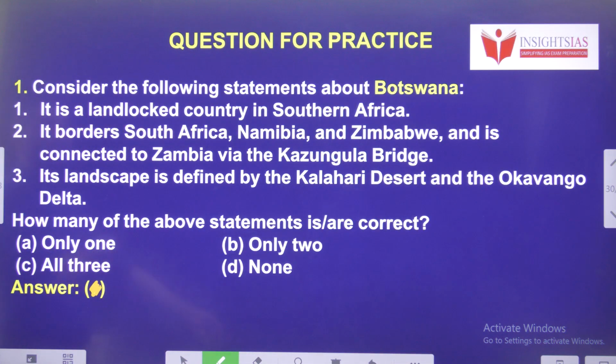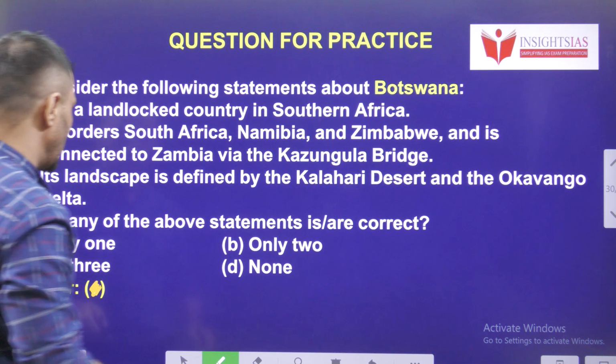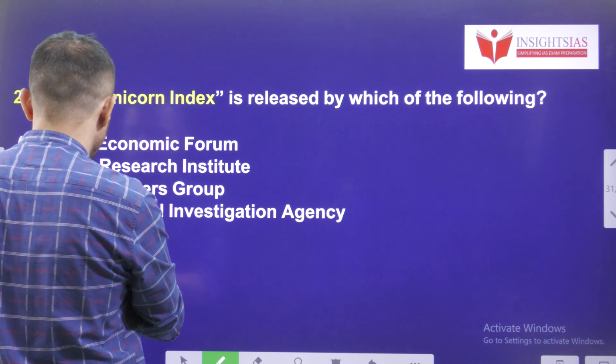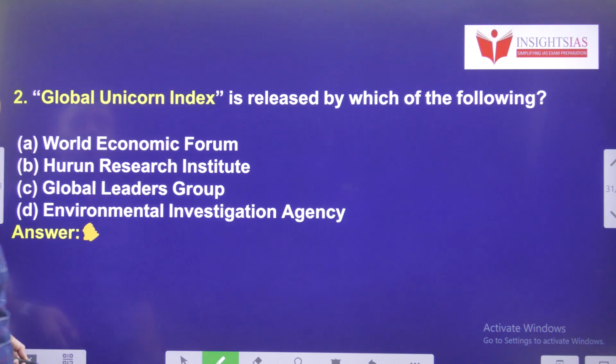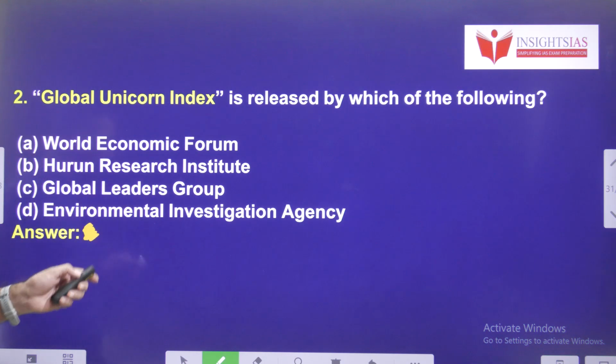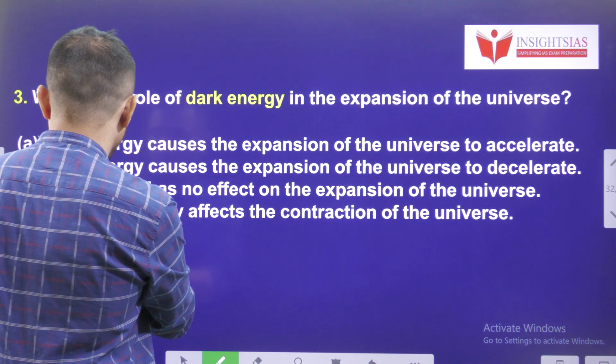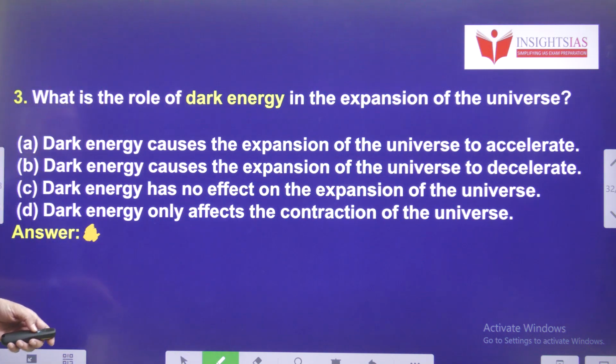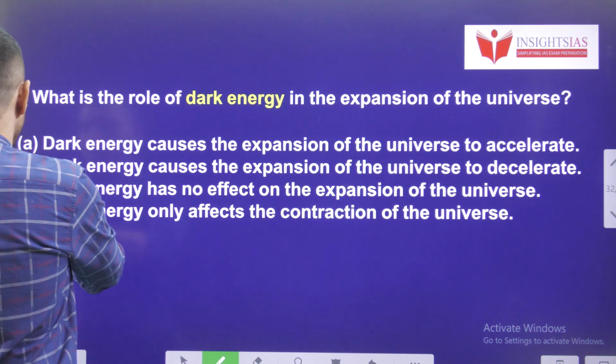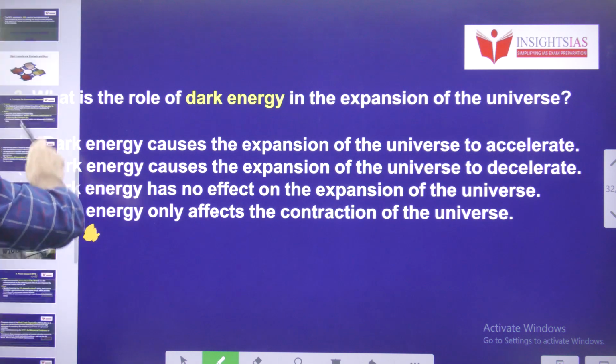Consider the following statements about Botswana. Read the three statements and pick the right one regarding Botswana. Next, question number 2 is about the Global Unicorn Index, released by which of the following? Who is releasing the Global Unicorn Index? Next, question number 3. What is the role of dark energy in the expansion of the universe? Dark energy's role. So this is about today's MCQ questions.